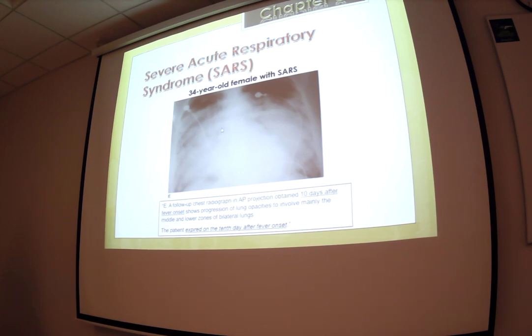Again, here this is 10 days after. This patient would have been intubated already. You can see the ET tube right here. That patient did expire on that 10th day after onset.